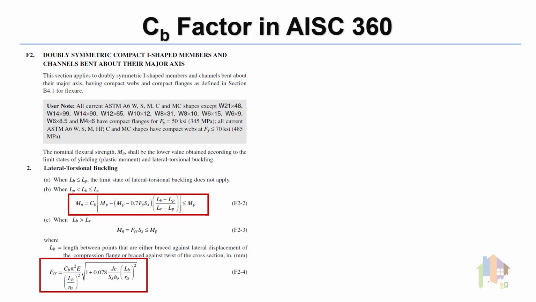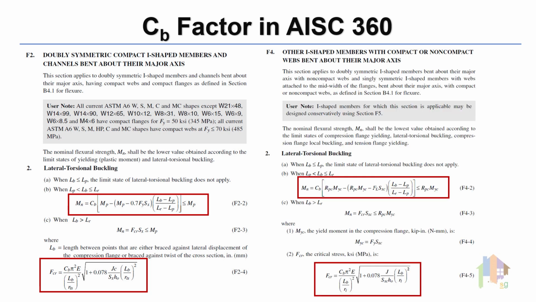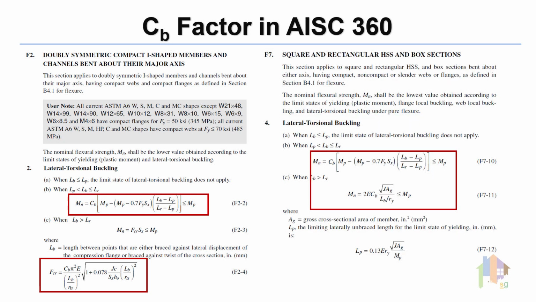Now this CB value is used to calculate the nominal flexural strength for lateral torsional buckling. If you check the equation of lateral torsional buckling strength calculation for any section like doubly symmetric I or channel section or singly symmetric section or HSS section, you will notice that this CB value is used to calculate the moment value, and the calculated lateral torsional buckling strength is directly proportional to the CB value. So if CB value increases, strength increases and vice versa.